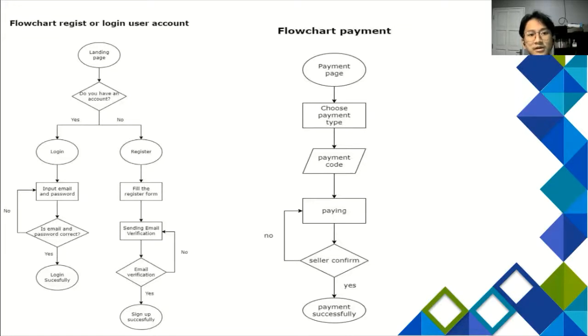In the flowchart register or login user account, first, we are in the landing page. After that, there's a question: do you have an account? If you have an account, you must log in to your account. You input email and password, and is the email and password correct? The login is successful. And if your email or password is incorrect, you will input email and password again.